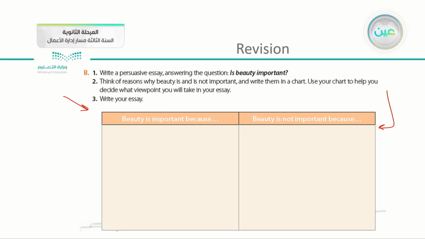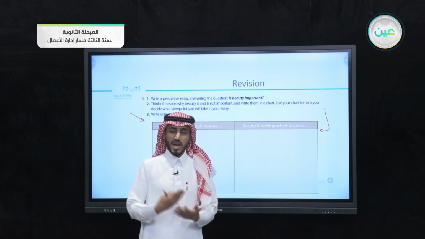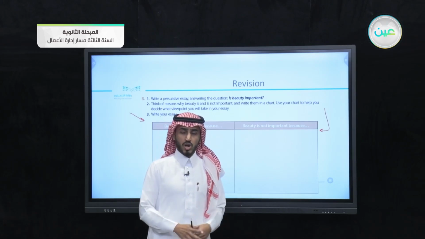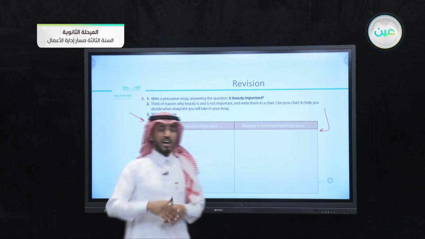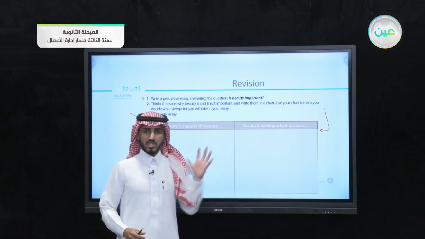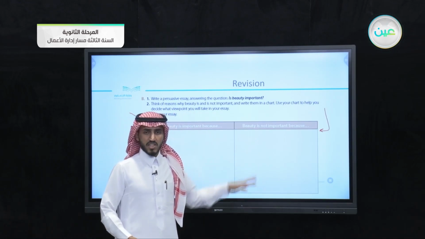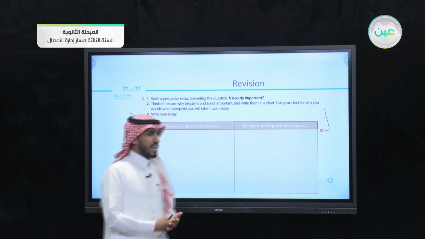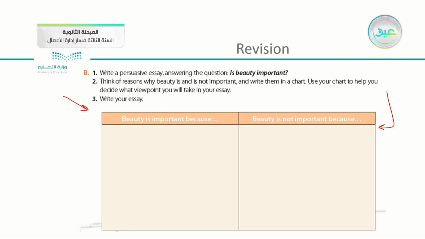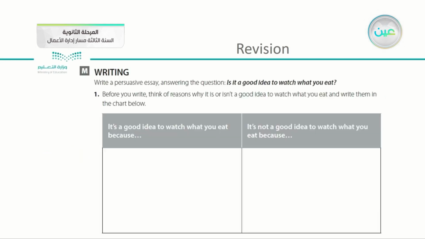So, research, try to find ideas, thoughts, opinions, and examples that support your own stance. Then write them in the suitable place in this chart. Then after that, write your essay. So we use this chart to outline what we are going to read and what we are going to write about.